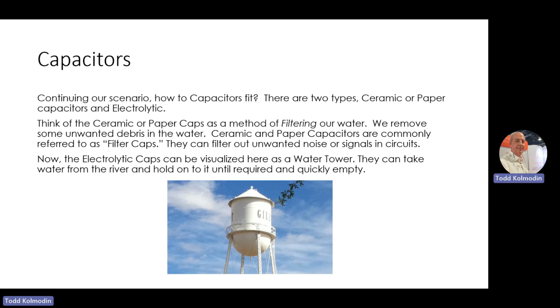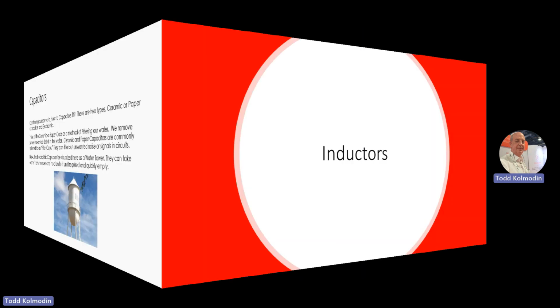The others are the electrolytics. These are the polarized caps. These basically can hold a charge. So looking at this and creating a scenario for that, think of that as a water tower on our river. So we can draw water out of the river and we can hold it in the water tower until needed. And then when triggered, we can dissipate that water rather quickly. That's the whole idea of these caps. And they can be used to create timing circuits and a lot of cool little features.